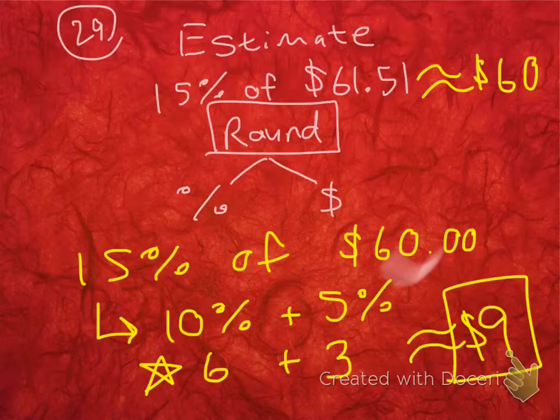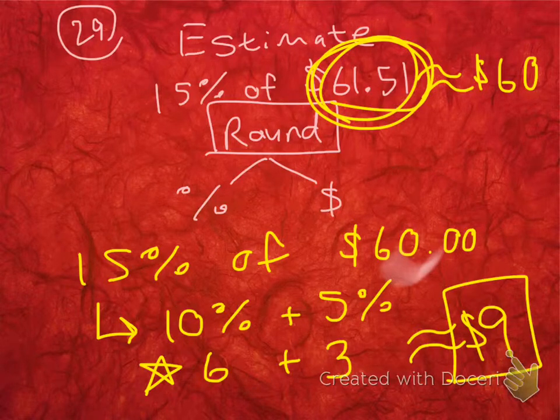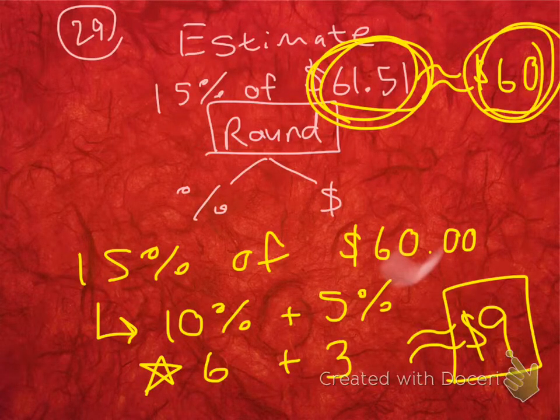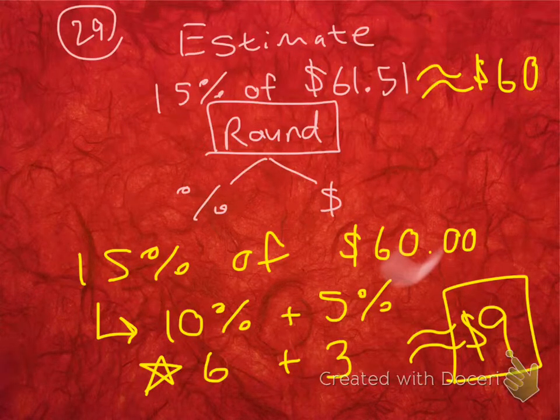Now, you may say it should be a little more or a little less. Well, it should be a little more because 61.51 is a little bit more than $60. But a $9 estimate is pretty good. Are there more ways of doing this question? Yes, because estimating gives you a lot of freedom, but I think that's the simplest way of doing it.